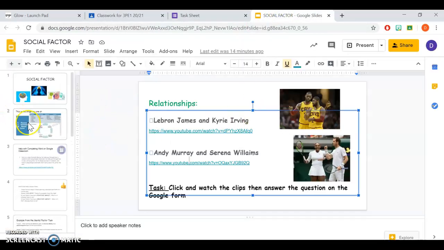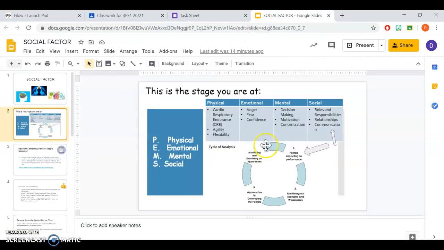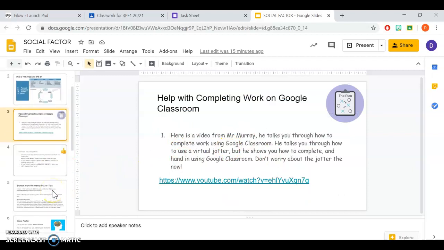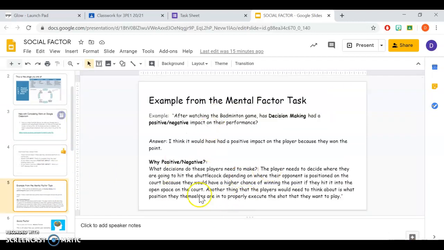So what I've done there is that I've covered what stage of the psychoanalysis that you're on at the moment. What's the stages that you're going to be moving on to next when you're going to be actually structuring your answers using dice before moving on to identifying your strengths and weaknesses. More help for Google Classroom tasks with help from Mr. Murray. An example there of somebody demonstrating excellent depth to their answer in last week's task.